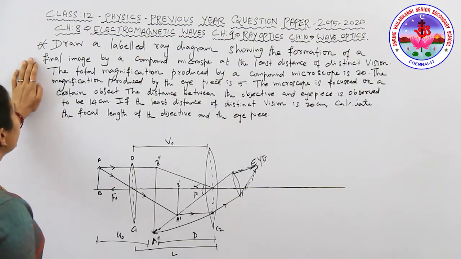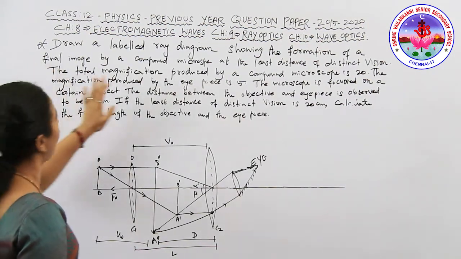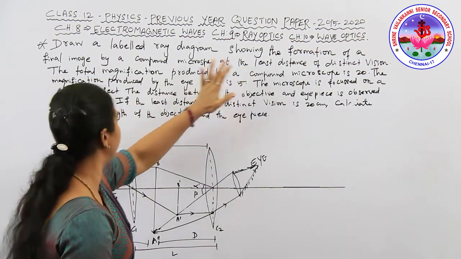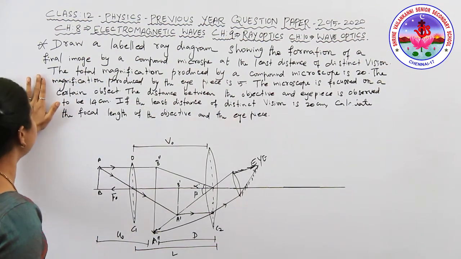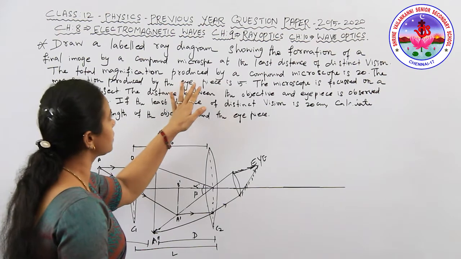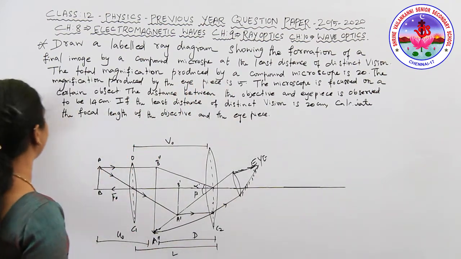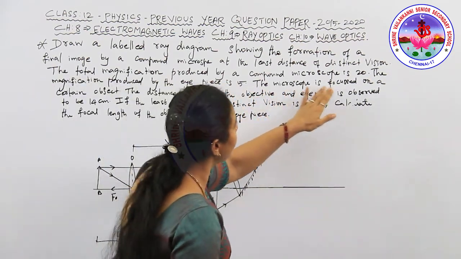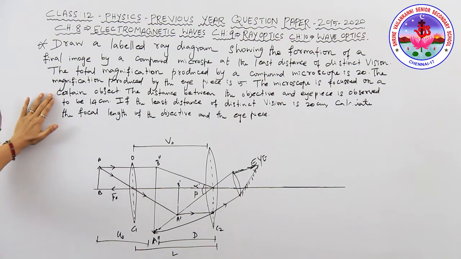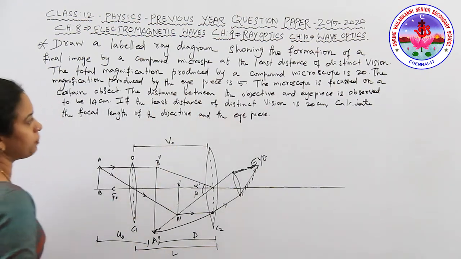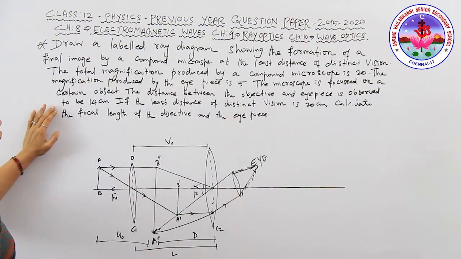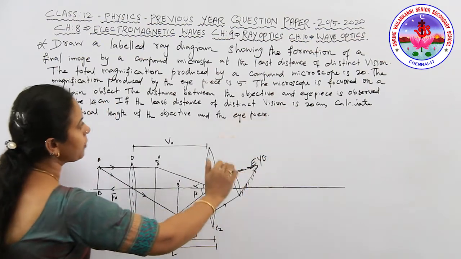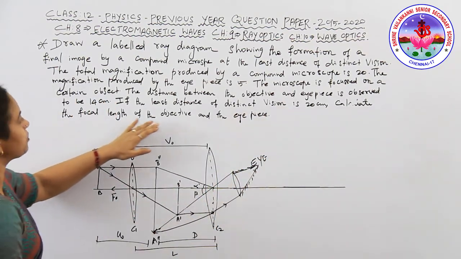The question is: draw a labeled diagram showing the formation of a final image by a compound microscope at the least distance of distinct vision. The second part of the question: the total magnification produced by a compound microscope is 20 and the magnification produced by the eyepiece is 5. The microscope is focused on a certain object, and the distance between the objective and the eyepiece is observed to be 14 centimeters. If the least distance of distinct vision is 20 centimeters, calculate the focal length of the objective and the eyepiece.